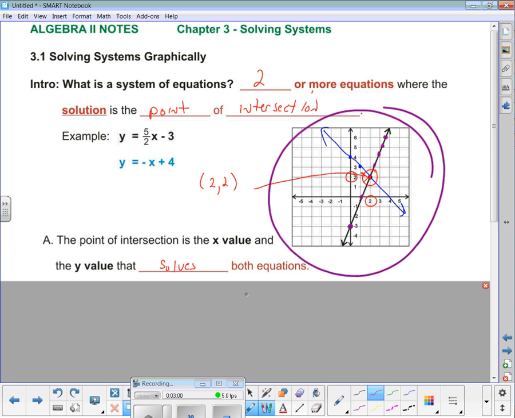Okay? Now, you got points out here, right? That point's not solving either one. Right? Any point along the black line solves the black equation. Any point along the blue line solves the blue equation. And the point of intersection solves both.